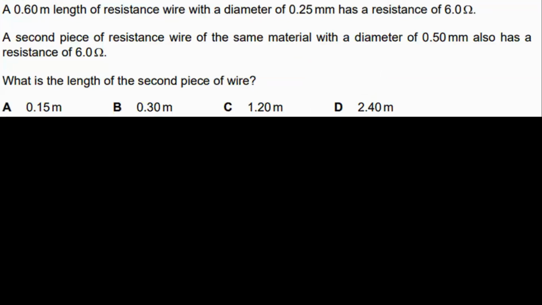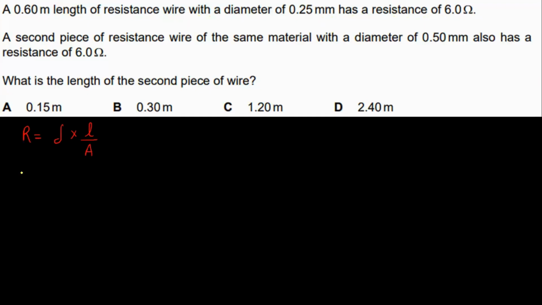Now this question is based on the resistance, resistivity, length and area of a wire. So let's first write down the formula, which is resistance is equal to resistivity into L upon A, where L is the length and A is the cross-sectional area. Now we have a 0.6 meter length of a resistance wire. The diameter of 0.25 mm has a resistance of 6 ohm.